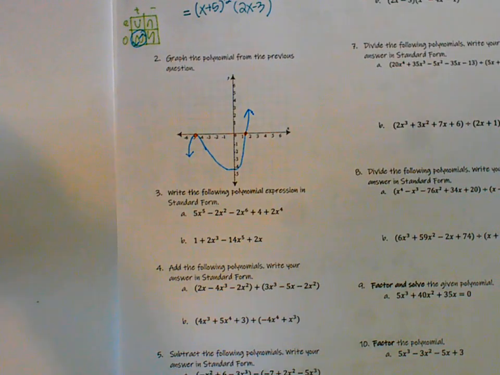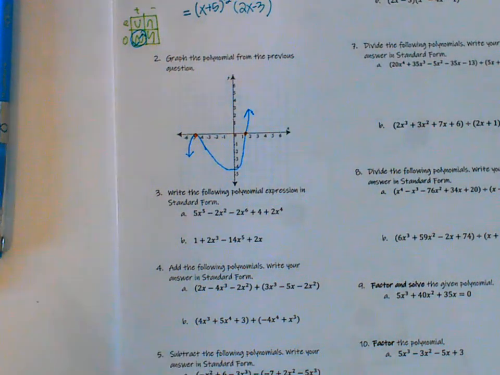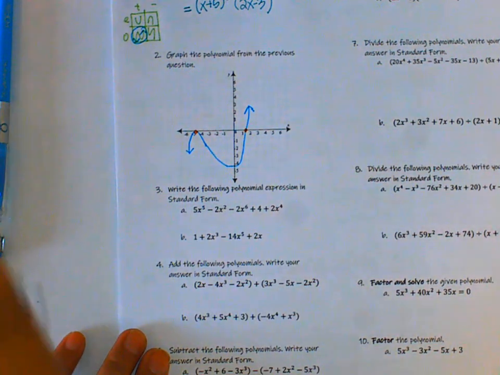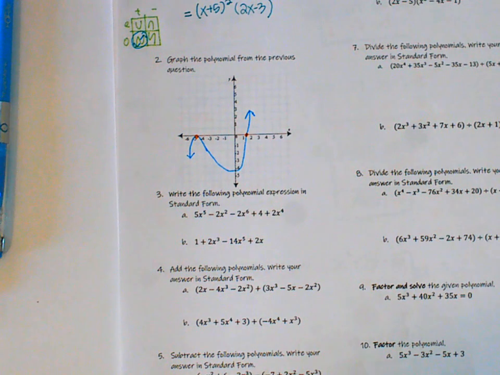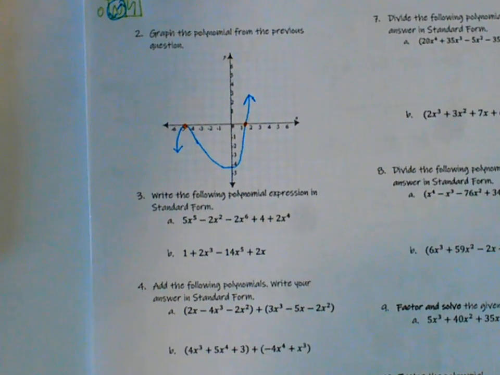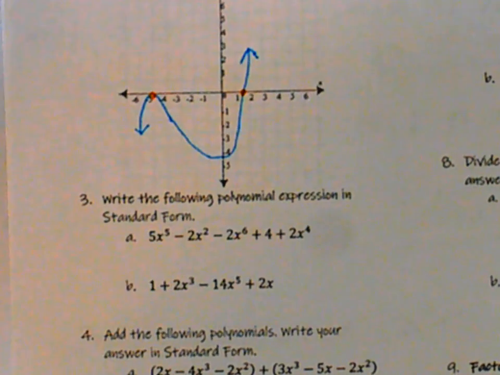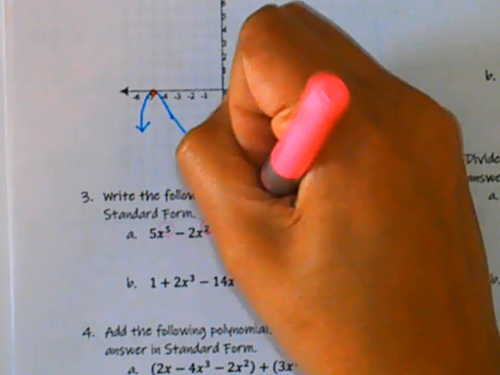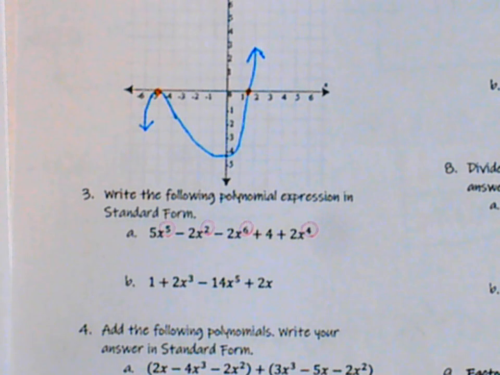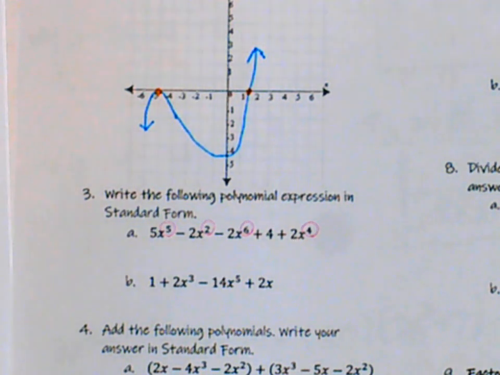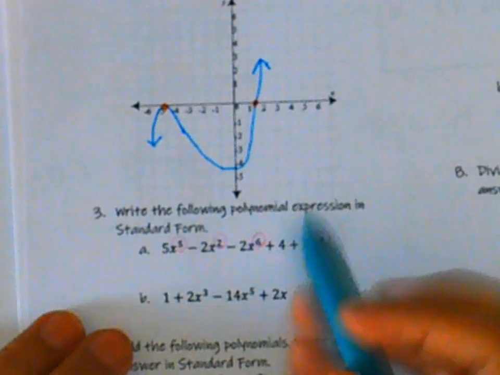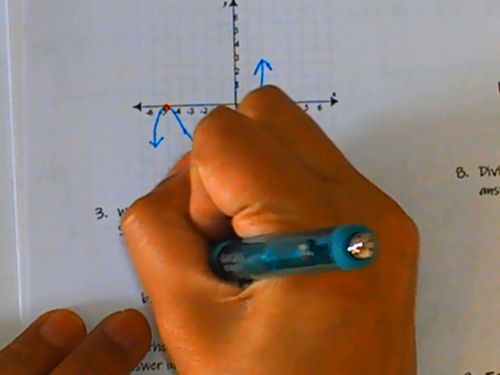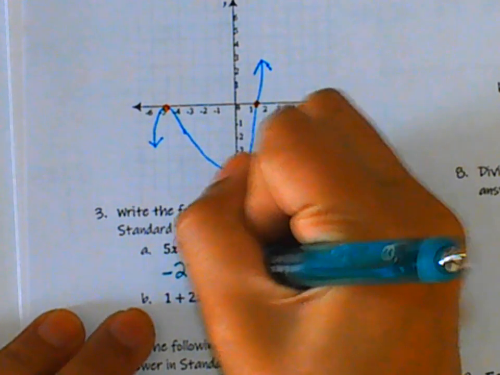Moving on to number 3, there is 2 sections here. It is saying to write the following polynomial in standard form. Remember, standard form means that the exponents are from largest to smallest. So I want to go through and identify them first. My biggest of 5, 2, 6, 4 is the 6, so I'm going to start off with -2x to the 6.